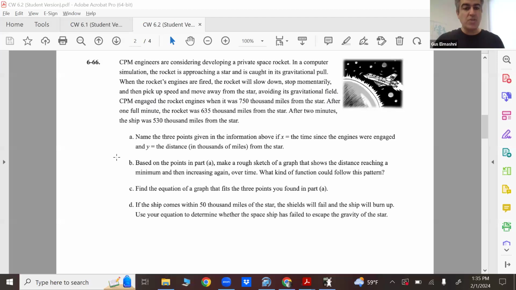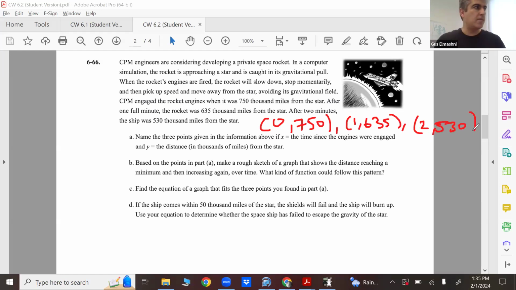Well, that's easy. And actually, we could use stats here too. We could use matrix bases or stats. So initially, it was at 0, 750, right? Then it was at 1, 635. It was at 2, 530. Okay. So make a rough sketch. That's not hard, right?